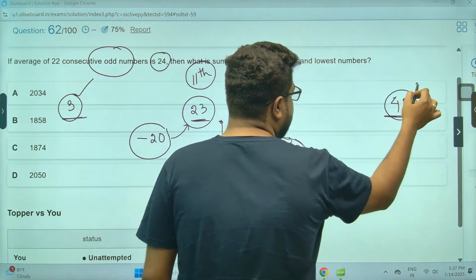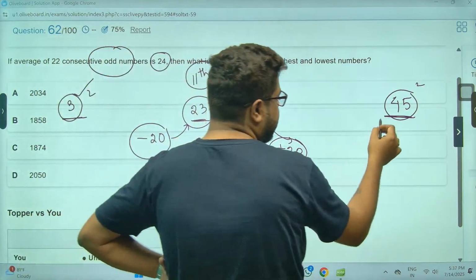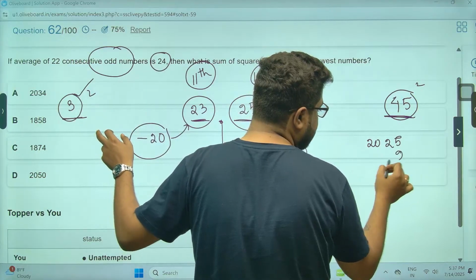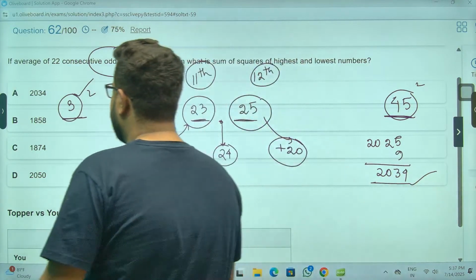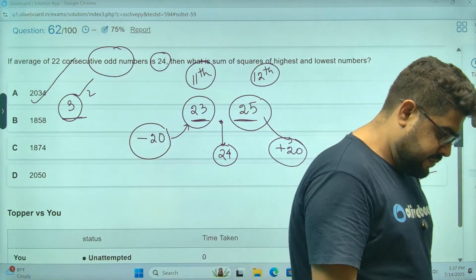They are asking for the sum of the squares. 45 squared: 4 fives are 20, so 25 squared, and this is 9. So 2034 is the answer, option number 1.